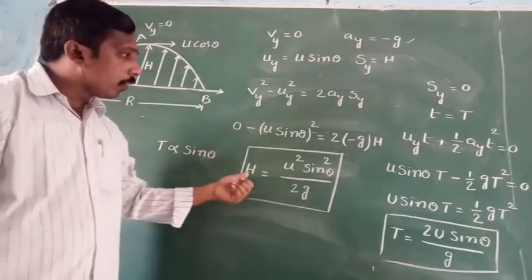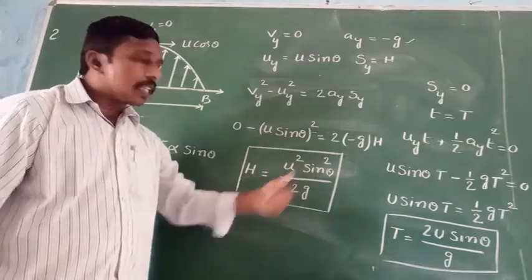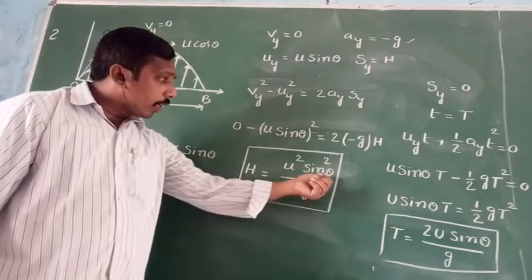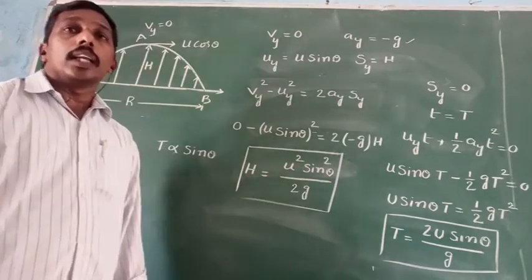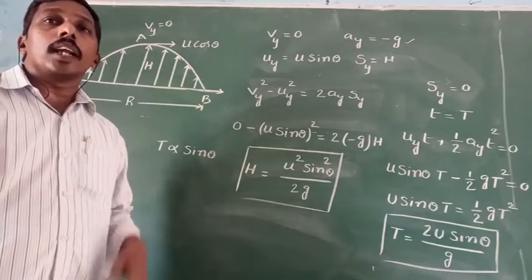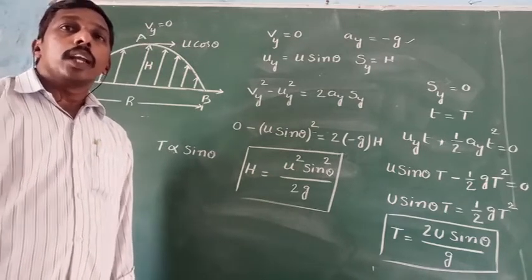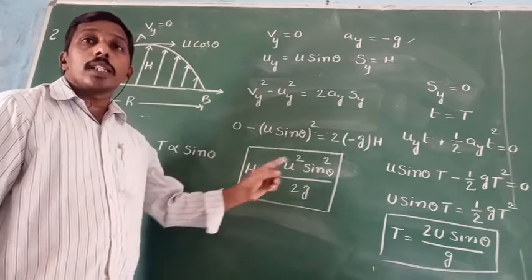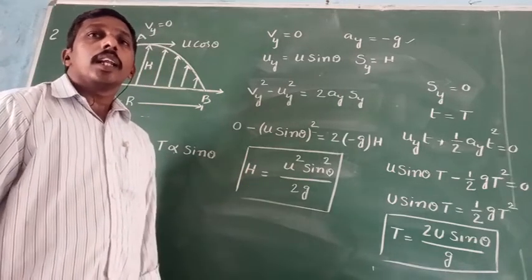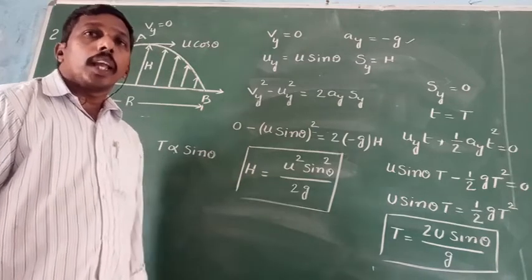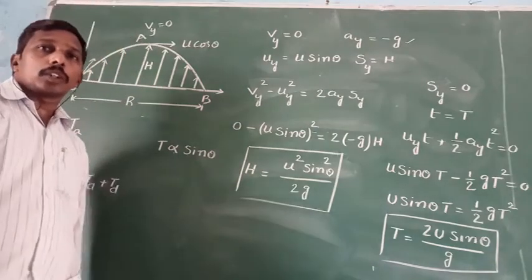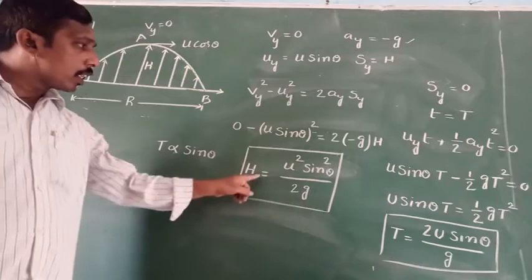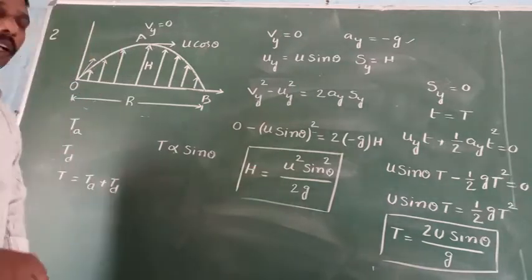In this condition, if you observe u square sin square theta, as theta increases sin theta also increases. So if you increase the theta value, maximum height also increases. So this height will be maximum when theta is equal to 90 degrees. That is said to be a vertically projected body. Again it goes into one dimensional motion. So h is equal to u square sin square theta by 2g.